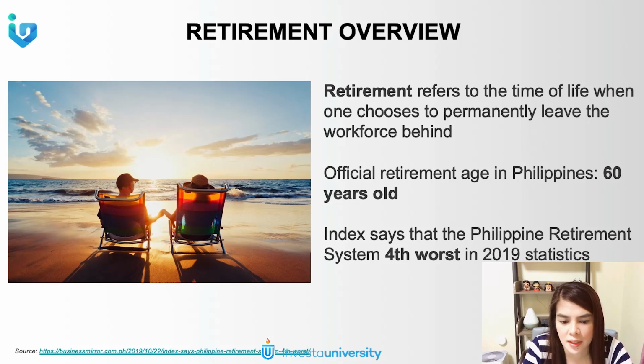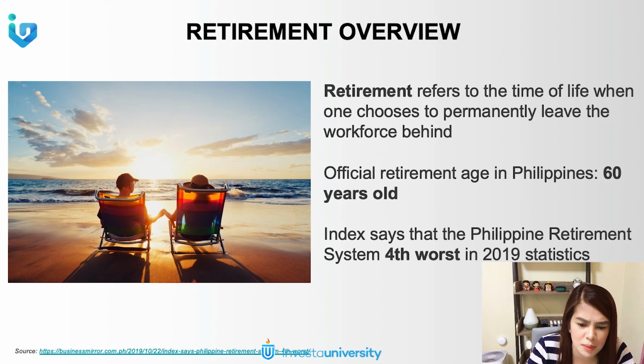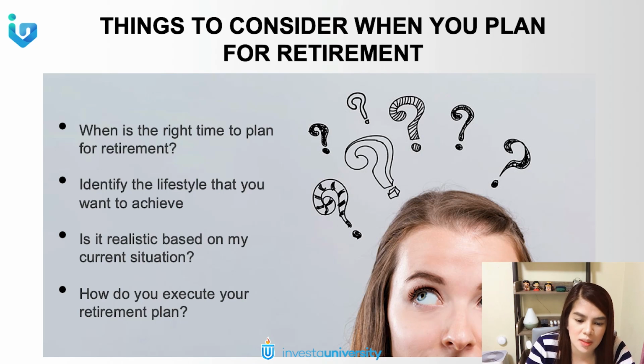Sa Pilipinas, ang age ng mga taong nagre-retire ay 60 years old. Pero alam nyo ba na according sa latest 2019 statistics, yung Philippine retirement system natin ay nag-rank bilang 4th lowest in the 2019 Melbourne Mercer Global Pension Index. So, ibig sabihin nun parang pang 33rd tayo out of 37 na economies na nag-join, na may mababang klase ng retirement system. So, sa totoo lang nakakatakot siya, di ba? Kasi kung ganyan yung dating ng general statistics ng mga Pinoy, may posibilidad na mapabilang ka dyan.